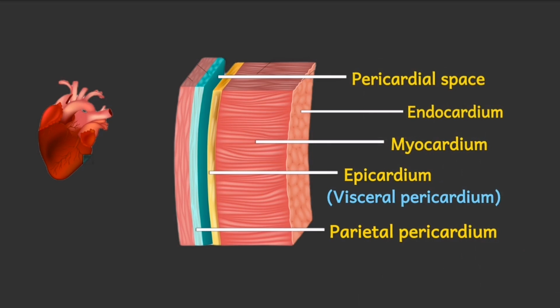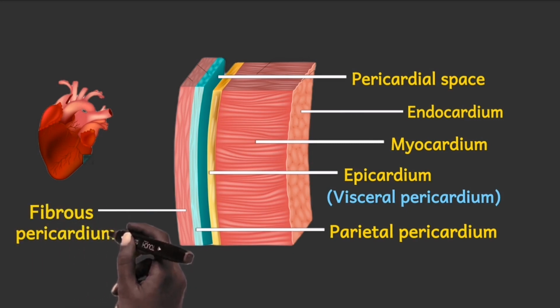Then, external to the parietal pericardium is the fibrous pericardium. And so the heart is actually made up of 3 layers: the endocardium, the myocardium, and the epicardium. And then between the epicardium, which is also known as the visceral pericardium, and the parietal pericardium, is the pericardial space, which contains pericardial fluid. And then we have the fibrous pericardium. And so this is the organization of the heart.